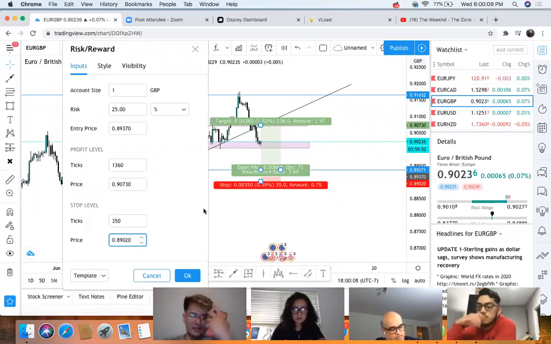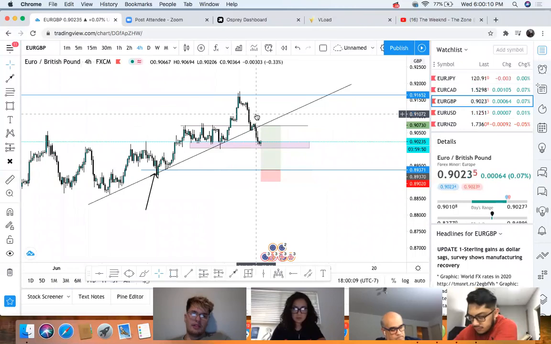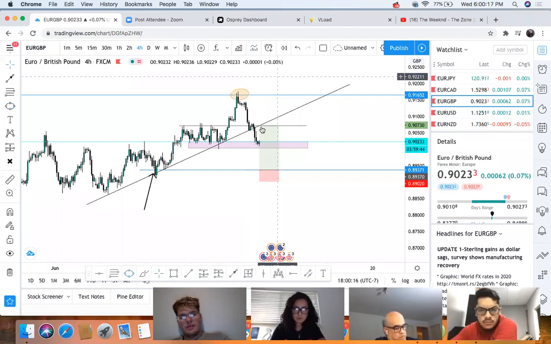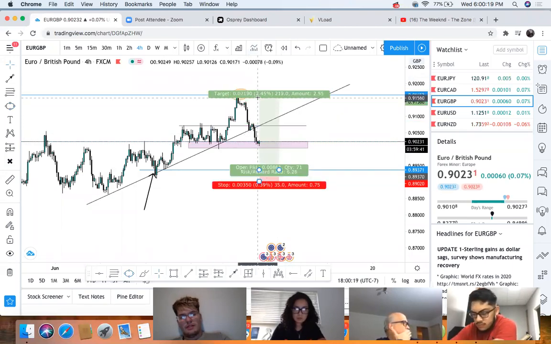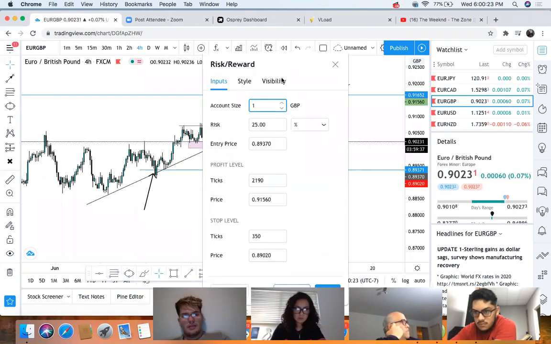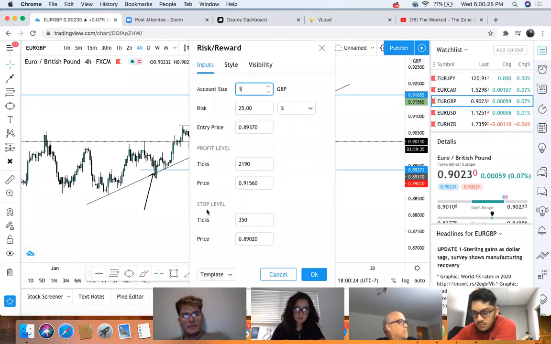Okay. So for the second take profit, I'm going to look to clear the old high that we left up here, which would be an amount of around 220 pips. So the second take profit will be right here at 0.91560.